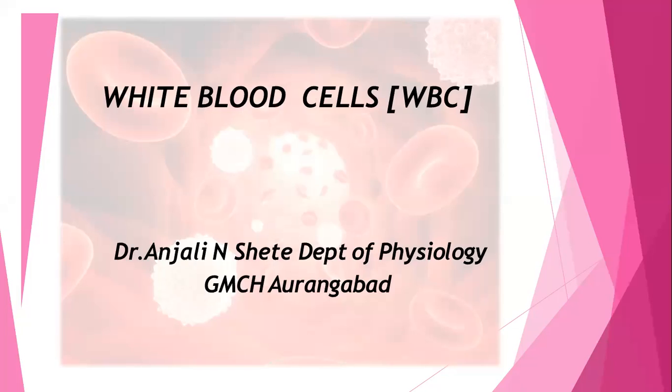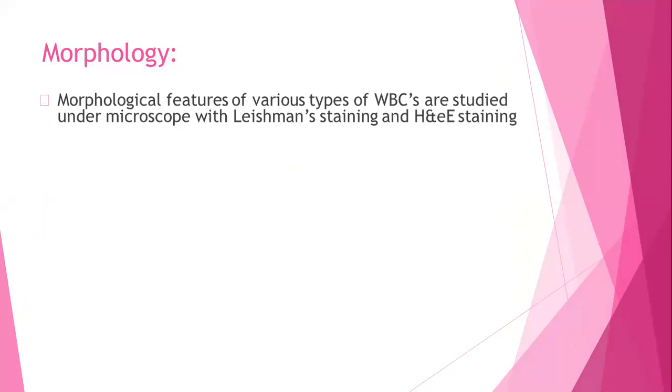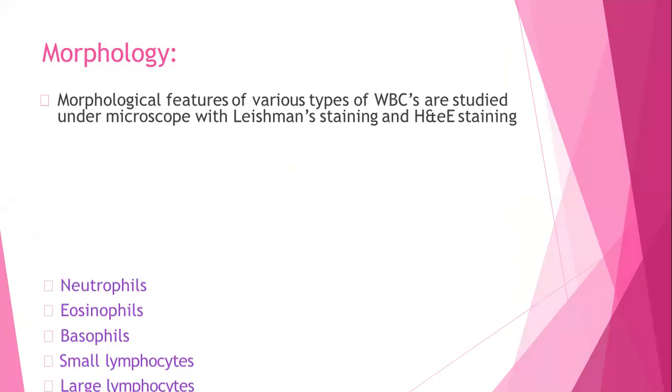In continuation, I was talking regarding the white blood cells, and we have discussed what white blood cells are, what the different types of white blood cells are, how they are formed, and what their normal counts are. So we have seen this much part. Now in this session, we will continue with the morphology. The morphological features of these different types of WBCs will be studied under the microscope and with the help of stain.